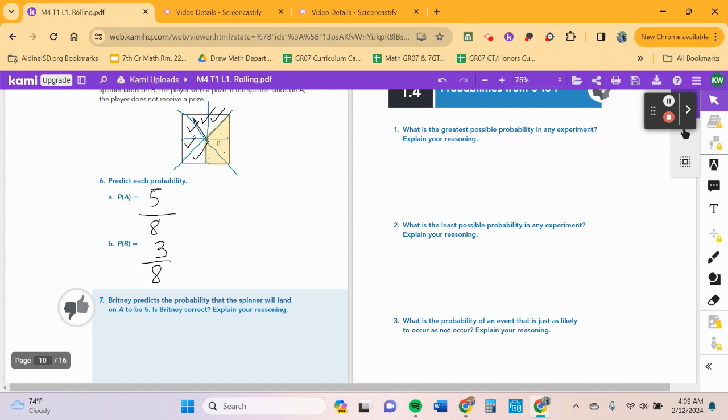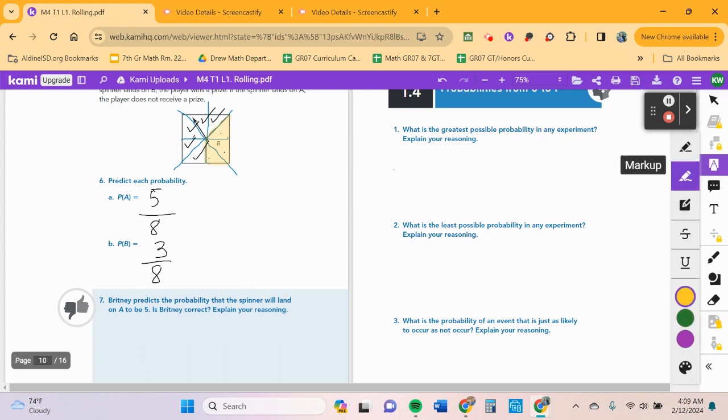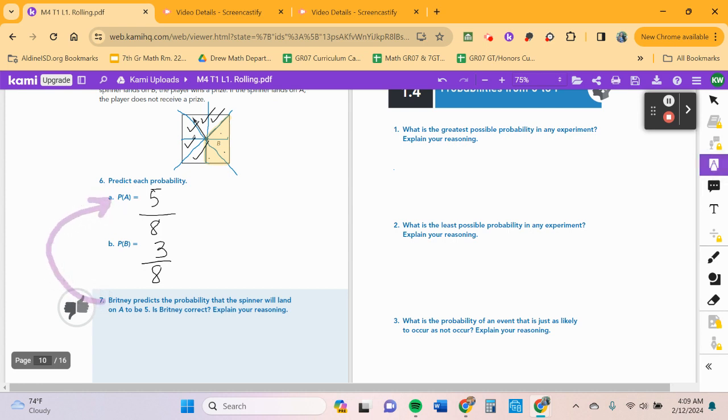Alrighty, let's talk about Brittany's response. So she said that if you spin the spinner, the probability that it'll land on A will be 5. Now, if you're looking at Brittany's answer and you're like, well, yes, she's correct because we got 5 out of 8, then okay, I can see where your thinking is. However, Brittany is not all the way correct, okay?